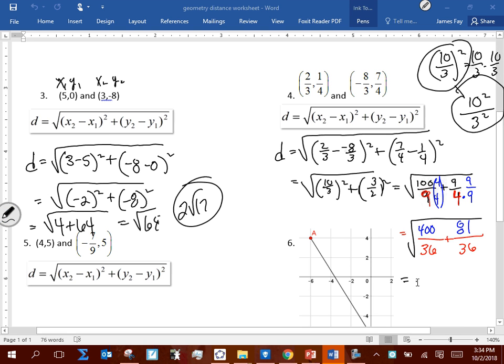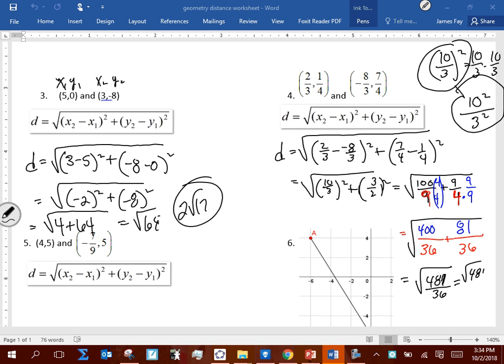Now that I have a common denominator, I can add those together. So I get 481/36. That's a 1 right there. We talked in class how we can break that up. This is all law of exponents, why I can do this. 481 is 37 times 13, so there's no perfect squares that divide 481. But 36 is a perfect square.